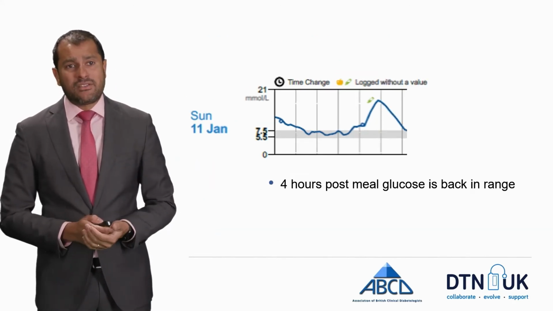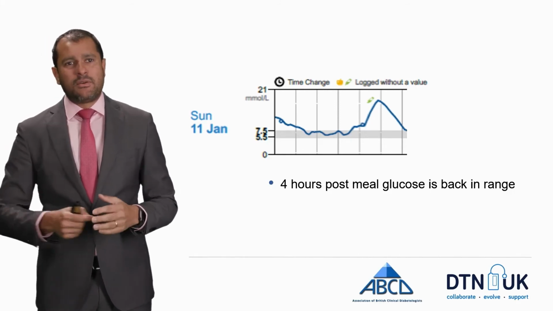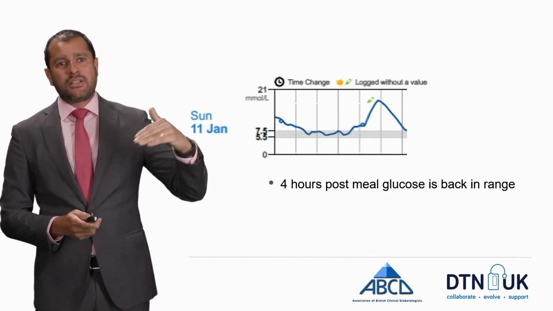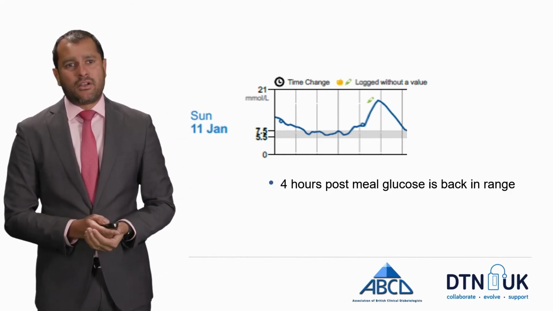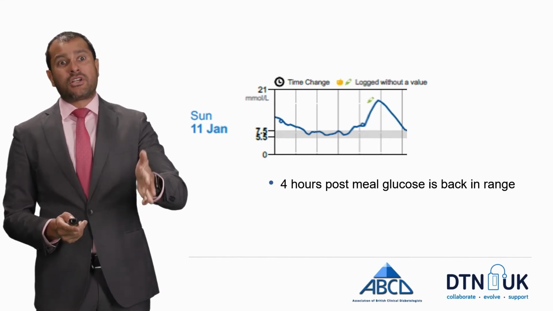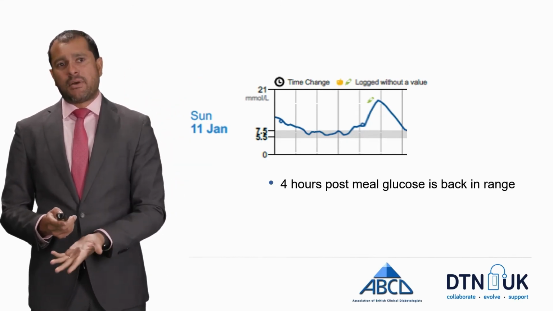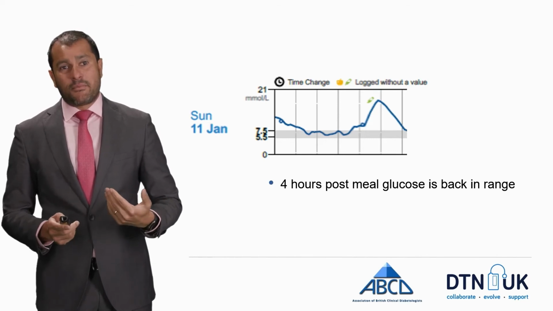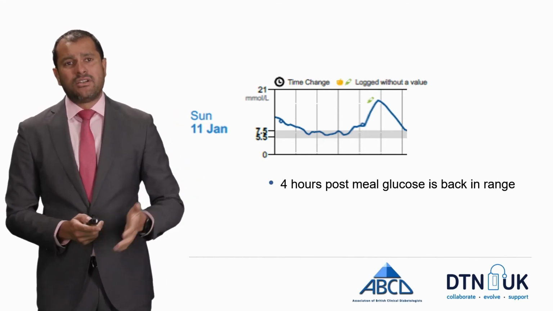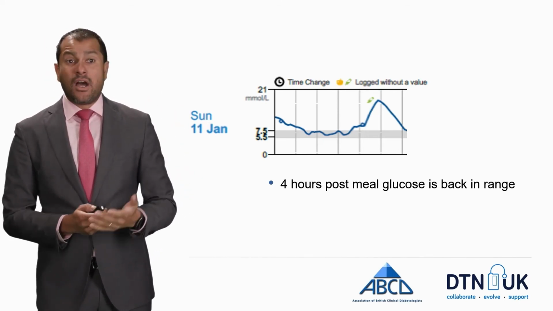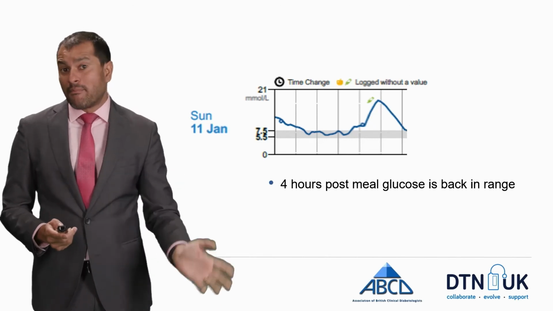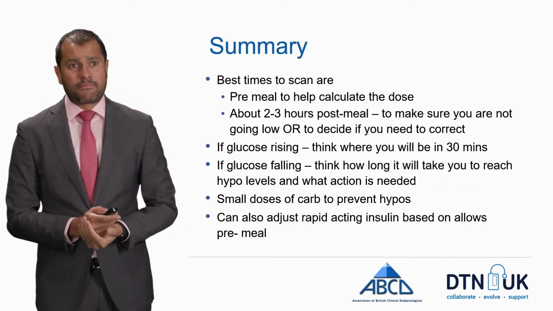So if we wait and see what happened 2 hours later, 4 hours later in fact, the blood glucose is now back in range. So not correcting at 18, the glucose has come back down into range. If the person had corrected at that point, they would have probably been hypo at this point and had to treat that, and then that might have caused the blood sugar to go back up again.